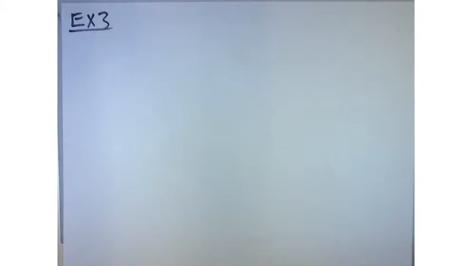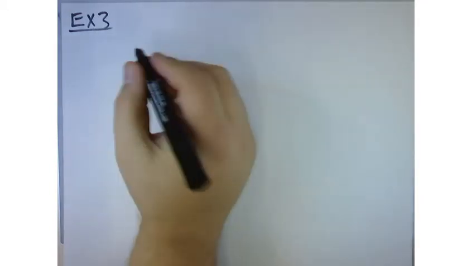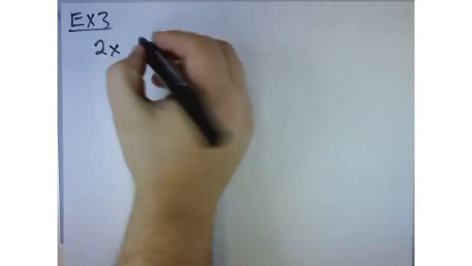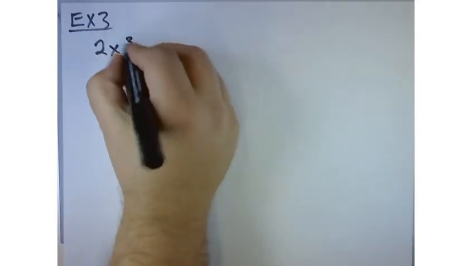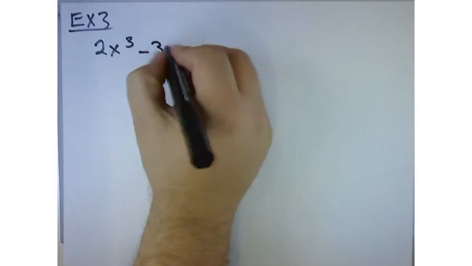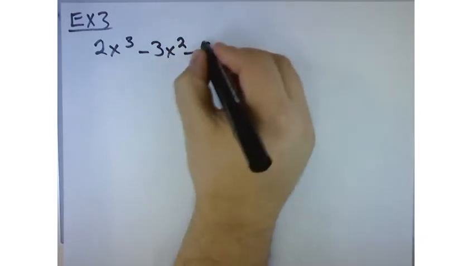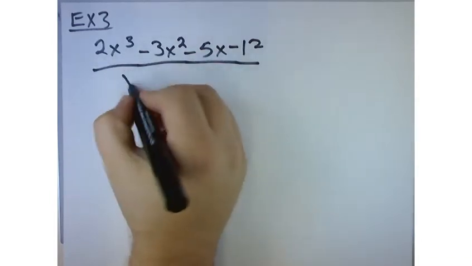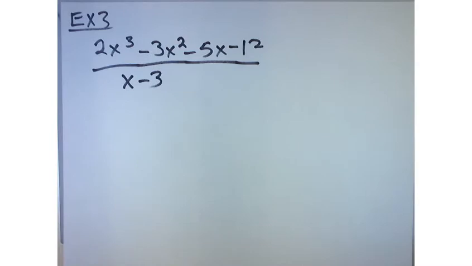Okay, so long division is kind of difficult to do. It's not difficult, but here's another way that you could do it. So we're given the task to figure this out. In example number 3, they want us to take 2x cubed minus 3x squared minus 5x minus 12 and divide it by x minus 3.